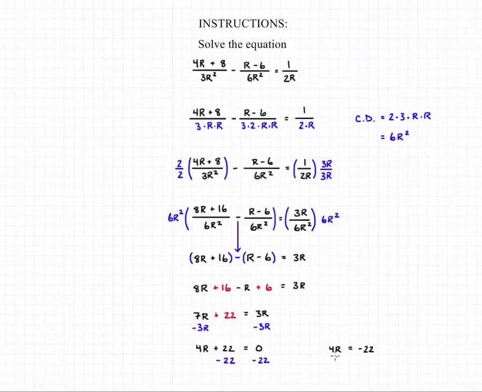And then if we divide both sides of the equation by 4, we will have our final answer, which is r is going to be equal to negative 22 over 4, or reduced, negative 11 over 2.